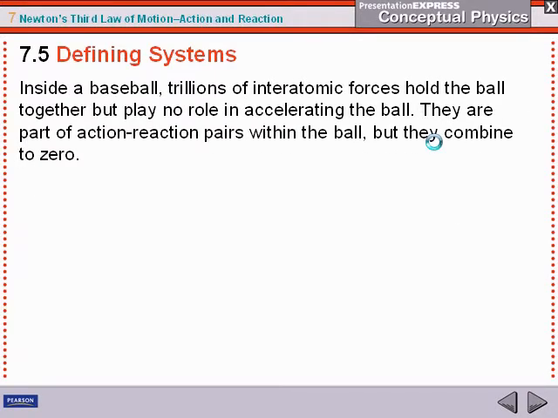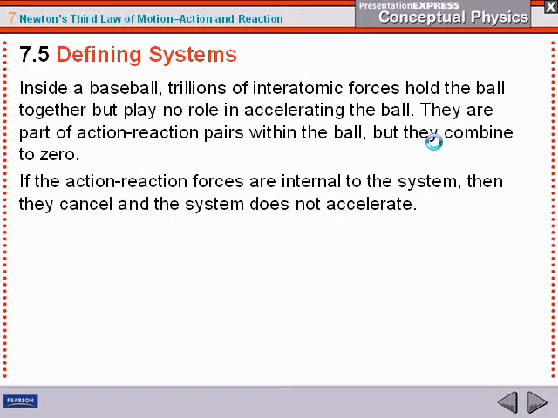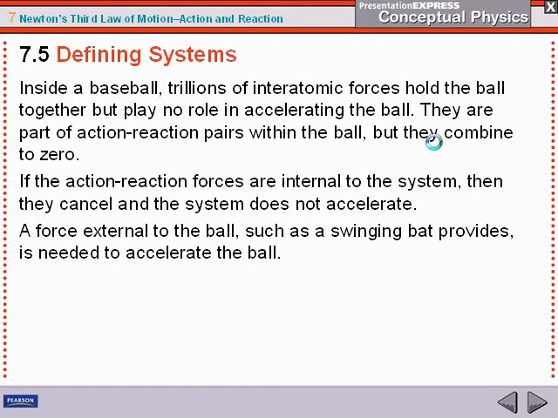Alright. Another analogy can be to baseball. If you think about all the interatomic forces within a baseball, they don't really do anything to the baseball. The baseball isn't going to move just spontaneously because of forces inside. They're all going to cancel out. They're within the system of the baseball. So you're not going to see a system accelerate. However, a force external to the ball, such as a bat hitting the ball, is going to accelerate it.